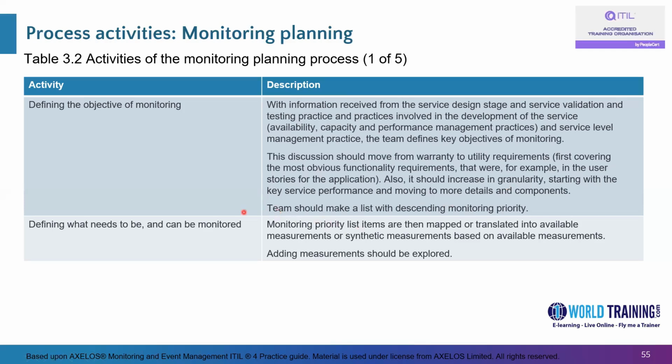So teams should make a list with descending monitoring priority. Now, this is about what things need to be monitored first and are more important and which are less important. Then the next is defining what needs to be and can be monitored. This means monitoring priority list items are then mapped or translated into available measurements or synthetic measurements based on available measurements. Adding measurements should be explored.